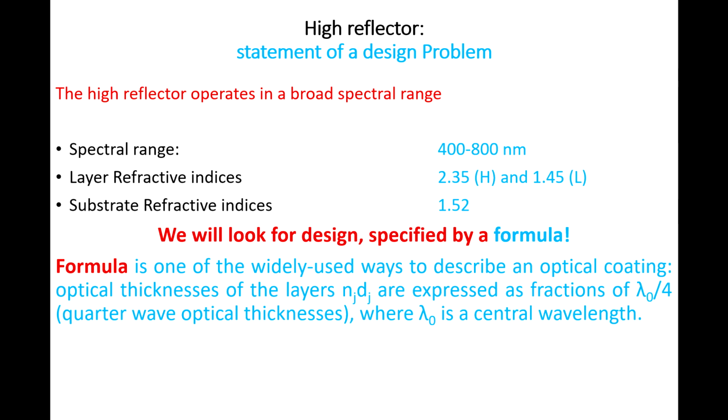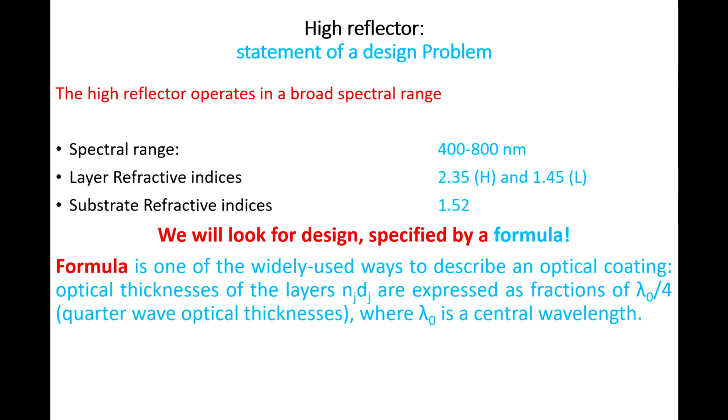Our high reflector will operate in a broadband spectral range from 400 to 900 nanometers. We will use standard layer materials and a glass substrate. And in the design process we will look for a design represented by a formula. It will not be a conventional design, but a special design represented by a formula.